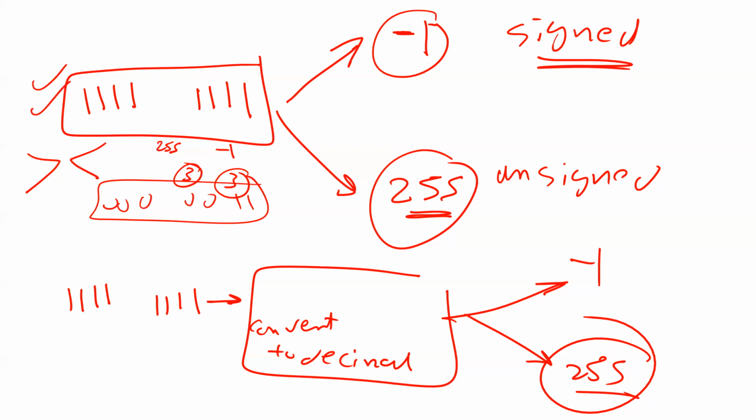So for some instructions, like comparison, you need to use the correct instruction. I'm going to teach two instructions here, one for signed and one for unsigned, because the decision is different. You understand what I'm saying?